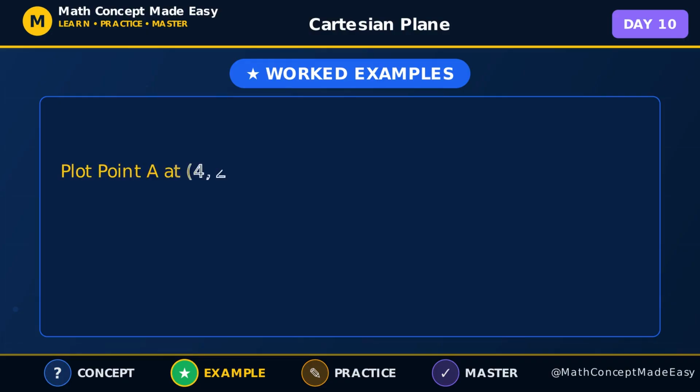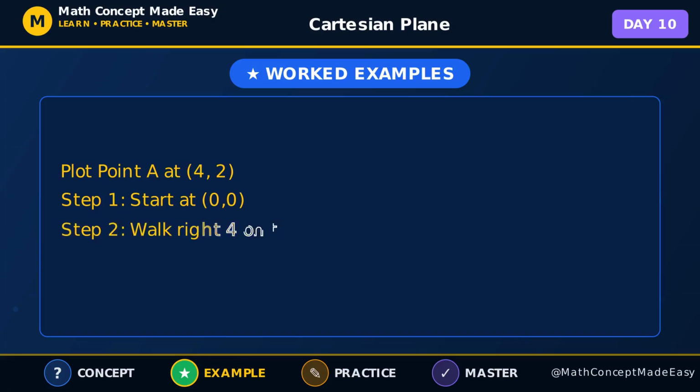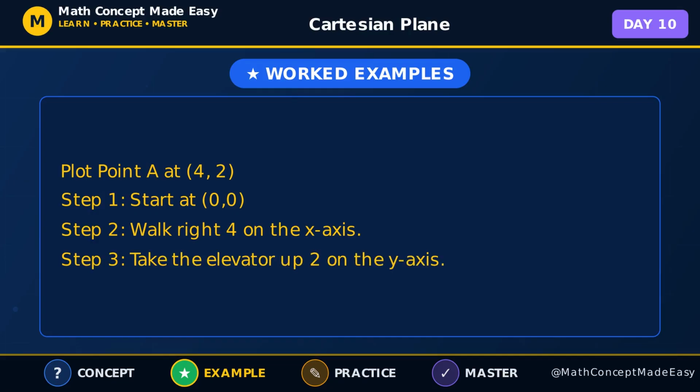Plot point A at (4, 2). Step 1, start at (0, 0). Step 2, walk right 4 on the x-axis. Step 3, take the elevator up 2 on the y-axis. Notice how every line follows logically from the one before it. That habit, checking each step, is what makes your answers reliable.